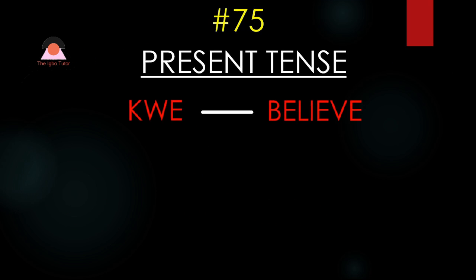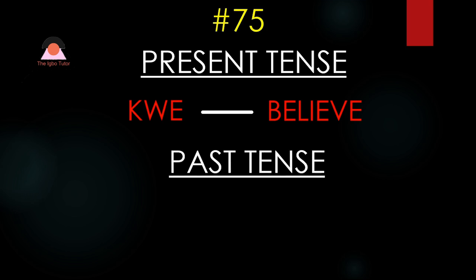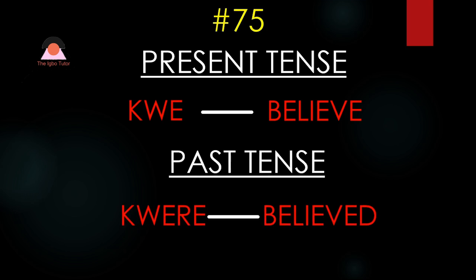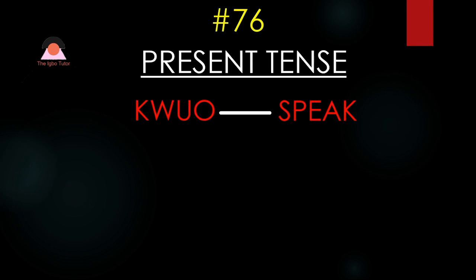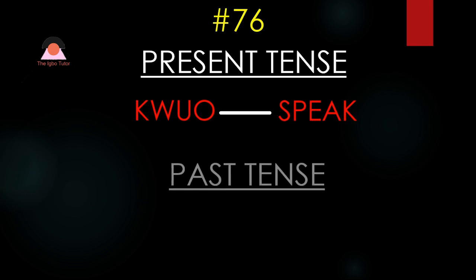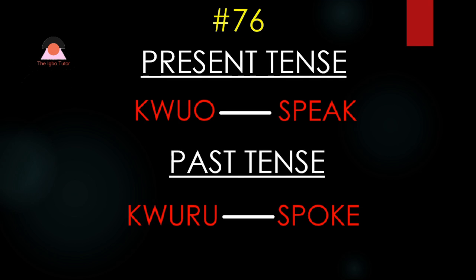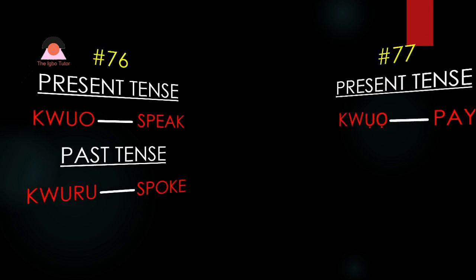Let's go on to 75. The word is we. We is the word which means believe. What is the past tense of we? It is were, believed. Let's go to 76. The word is who, which means speak. What is the past tense? It is huru, spoke. We'll move on.